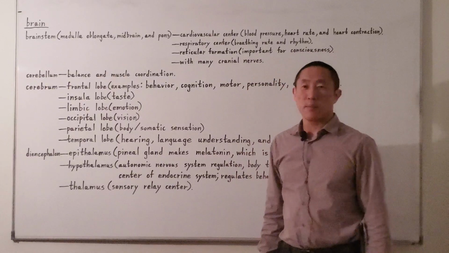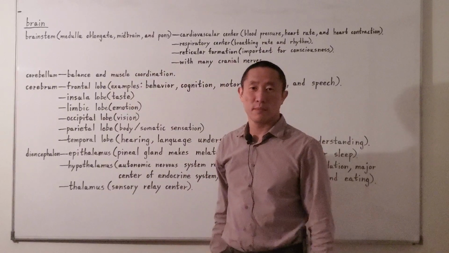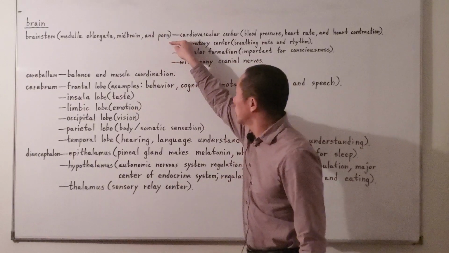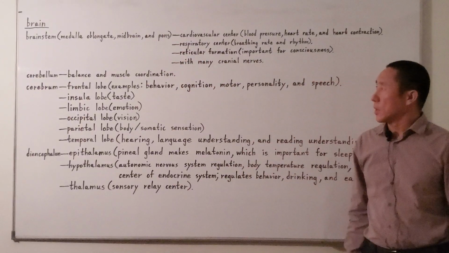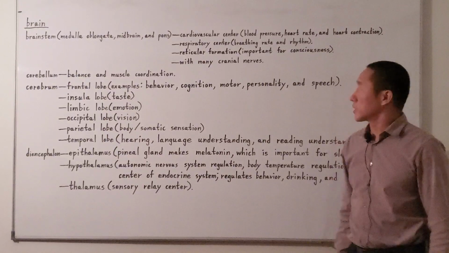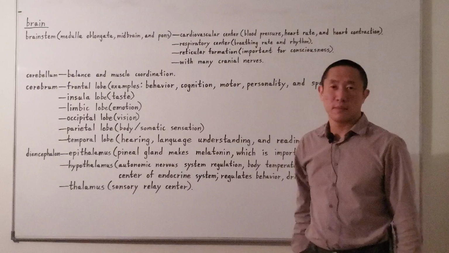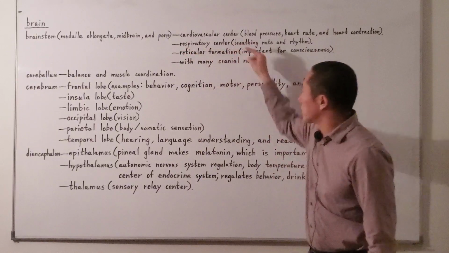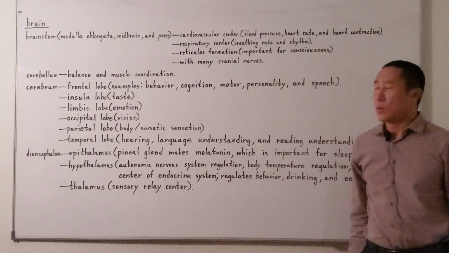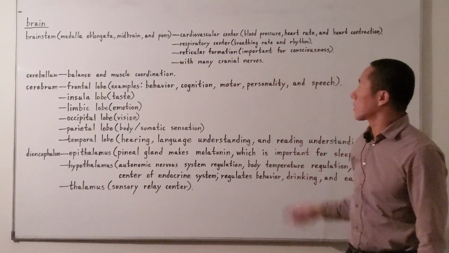Now, the brainstem consists of medulla oblongata, midbrain, and the pons. Now, note that the brainstem contains important centers, and they are cardiovascular center, respiratory center, and the reticular formation. Now, also note that the brainstem contains many cranial nerves.